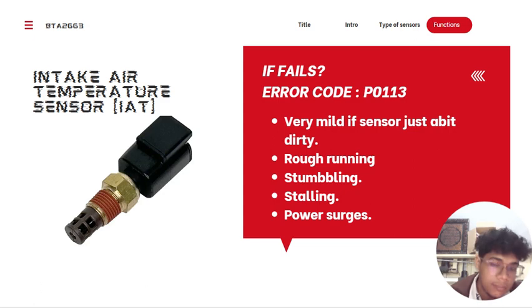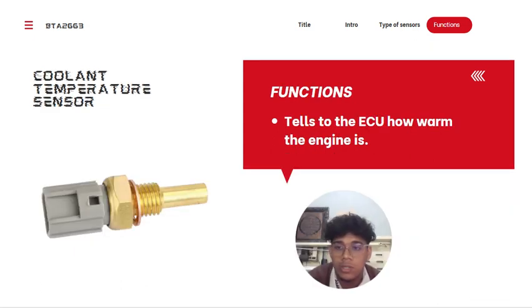If there is only a little bit of dirt on the IAT sensor, then malfunction symptoms are going to be very mild and barely noticeable. If the fault is more severe, then the engine may run rough, stumble or even stall, or it can have very mild short surges of power. Let's proceed to the coolant temperature sensor.